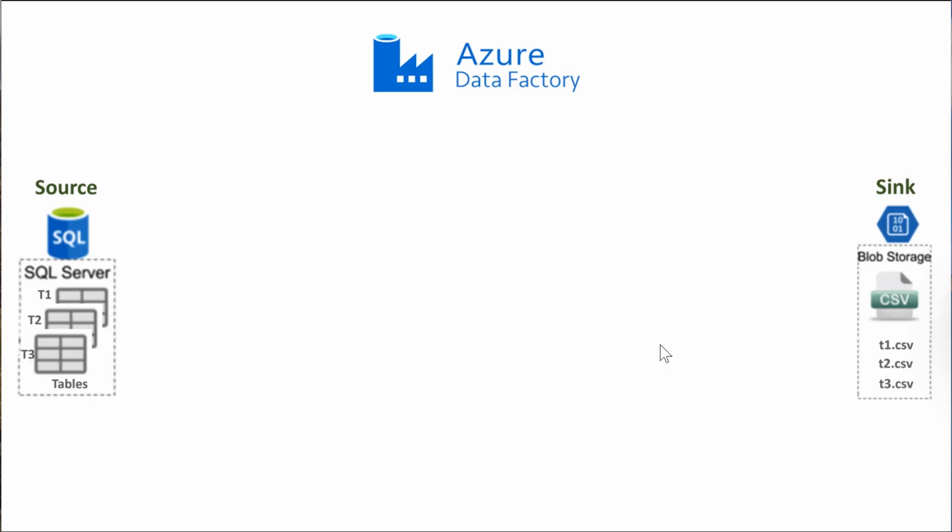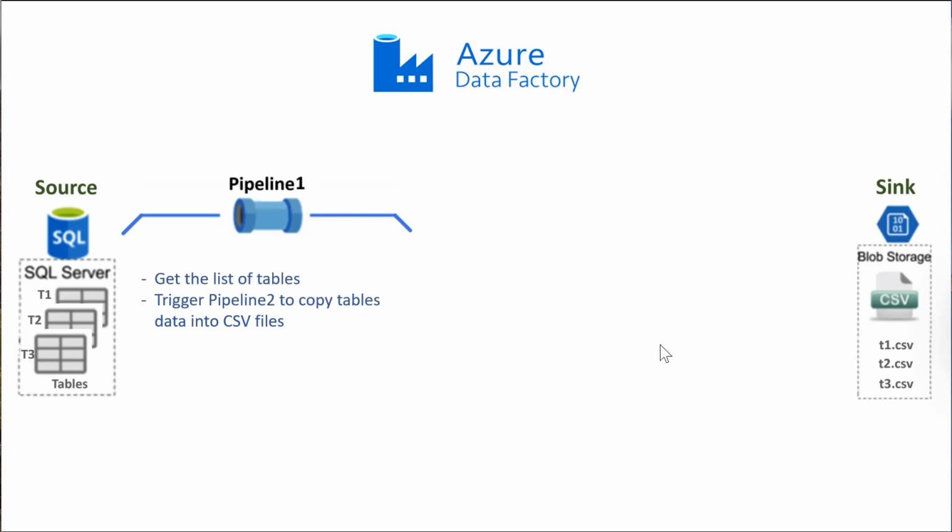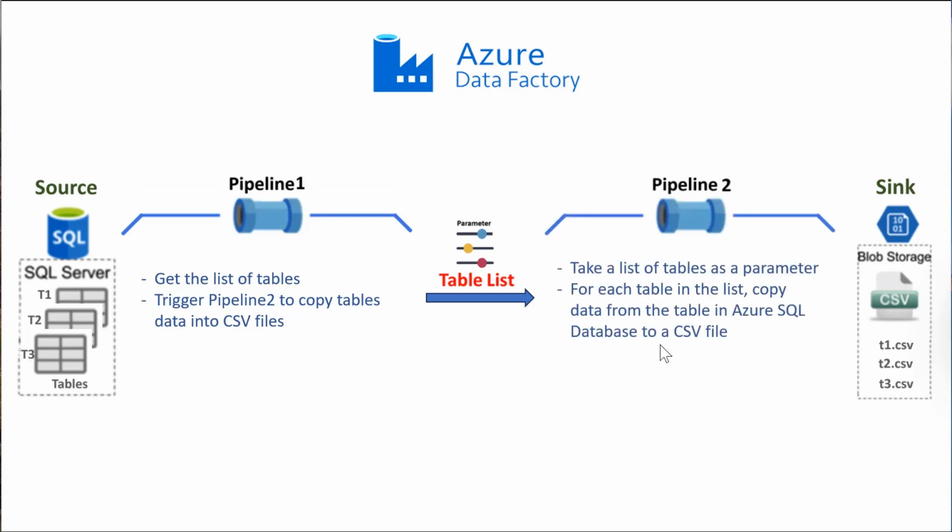From technical perspective, I've broken down this solution into two different pipelines. The first pipeline gets a list of tables from our SQL Server database, and after that, it invokes the second pipeline, and it passes the table list as a parameter to the second pipeline. In the second pipeline, which is obviously accepting that parameter, for each table in the list, we copy data from the table in SQL Server to a CSV file. This is the high-level architecture that we want to implement for this solution.